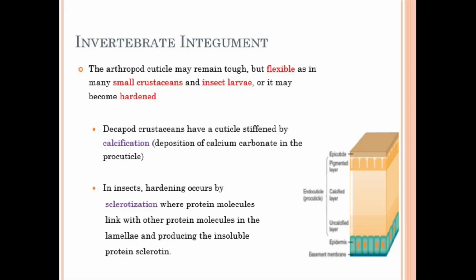So the arthropod cuticle may remain tough but flexible, as in many small crustaceans and insect larvae, or it may become hardened. You must have noticed larvae, they are very soft-bodied, right? So if you even touch them, their skin gets punctured and they die. But if you see beetles, they have very hard skin, a hard integument that does not allow easy puncturing of the body. It is the same composition, but due to some mechanism they become hardened.